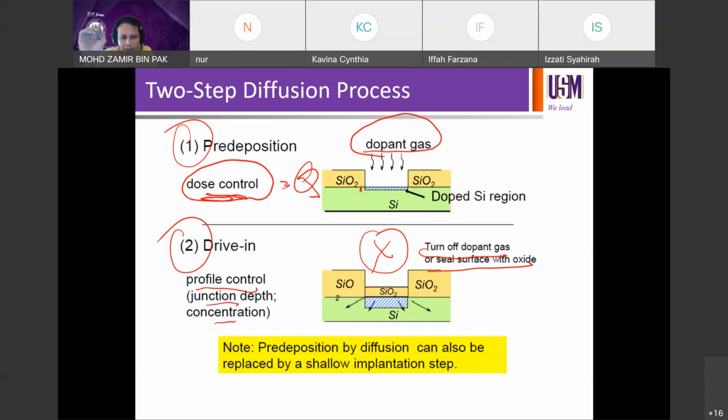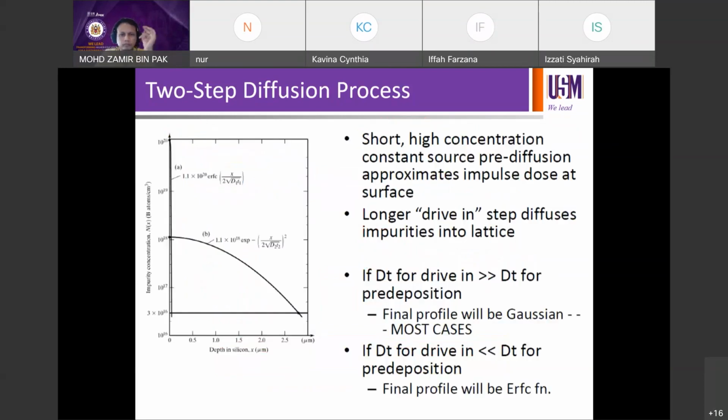So pre-dep by diffusion can also be replaced by a shallow implantation step. That can be done as well. So the essence of this step is, in pre-dep, you supply gas and actually diffuse it, forming a shallow junction into the silicon. In drive-in, the gas supply stops, there's no more precursor coming in. You just drive in, diffusing into the silicon whatever you have on the surface, right? So that is the two-step diffusion process.